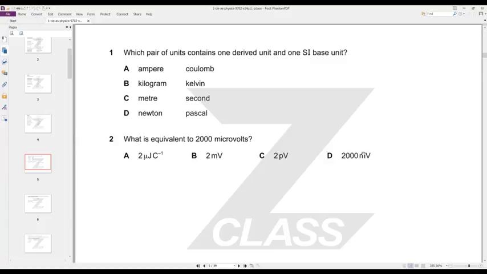Okay, hello and welcome. I am the disembodied voice in the ether, and today we are going through an AS physics paper. This is the first one for the week, and this one is multiple choice.